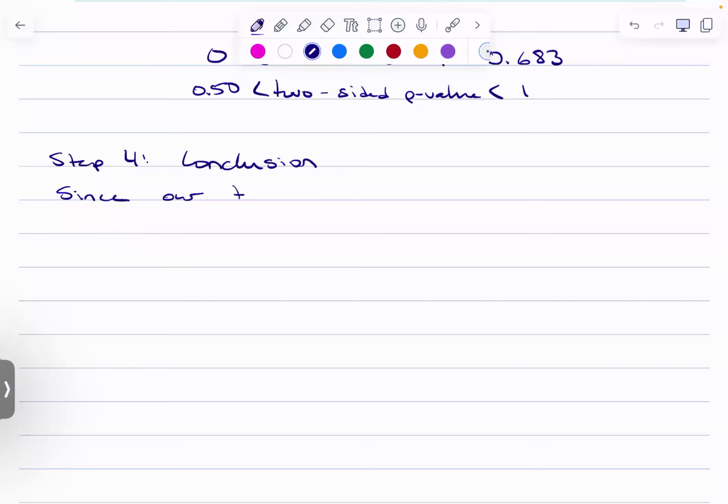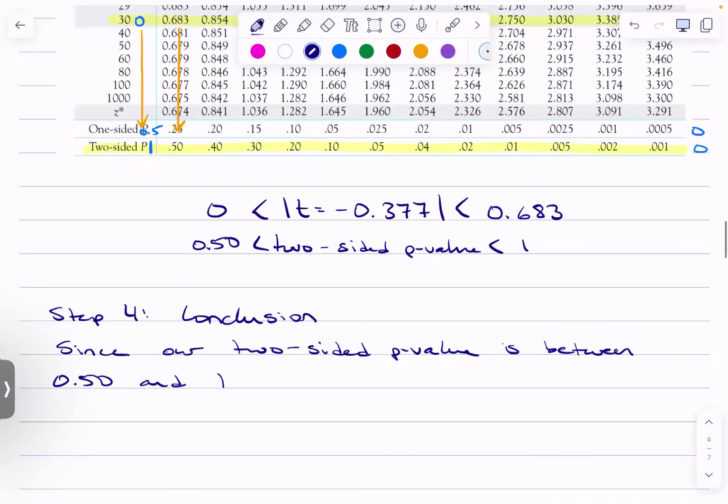Since our two-sided p-value is between 0.50 and 1, I will point out that on the test, right, the conclusion is 3 marks, right? There's 3 components, right? And so 1 mark each, okay? And so it's a heavy hitter.